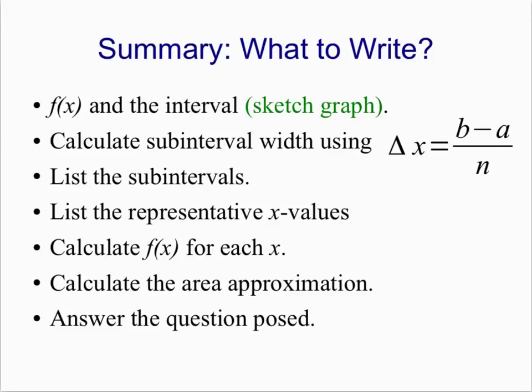So for this video, I just want to stop and end with a summary of what it is that we're writing down when we do these approximations. This is all discussion of area so far. We haven't talked about definite integrals yet. We start by identifying our function and the interval that we're going to use. We sketch the graph. We find out how many rectangles we're going to have. We figure out the width of each rectangle using delta x. We make a list of those subintervals, and then we make a list of those representative values. These are the values that we're going to plug into the function. We plug each one in, we multiply by delta x, and then we add those up.